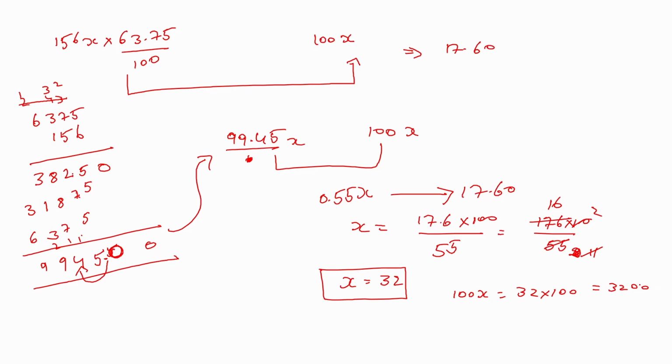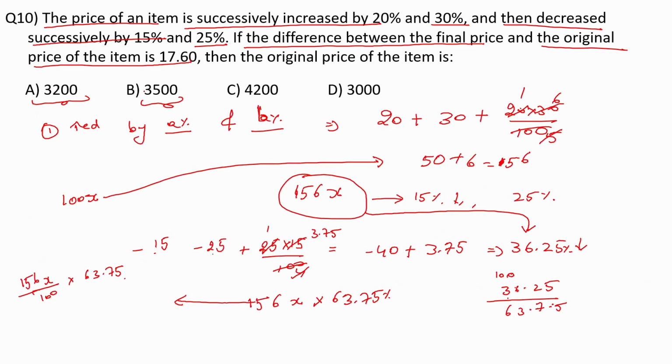This is a bit lengthy question, guys. This was asked in previous CGL mains. So the original price of the item would be 3200. I hope everyone is clear with this question. Let's go to the next one.